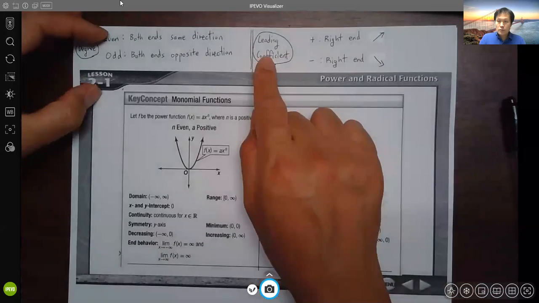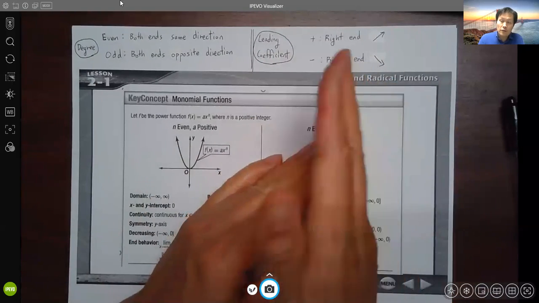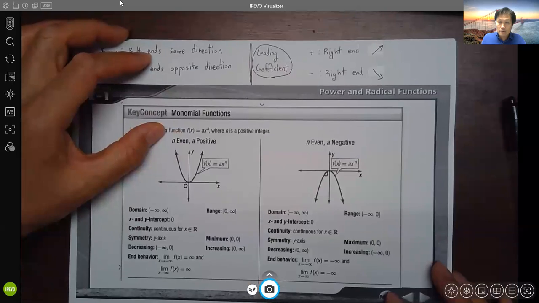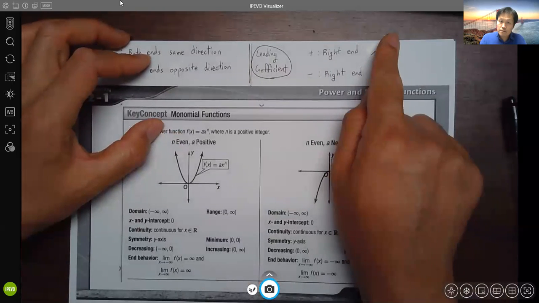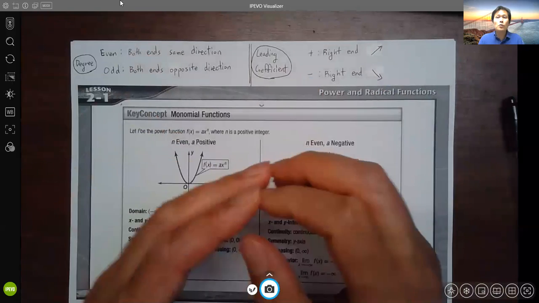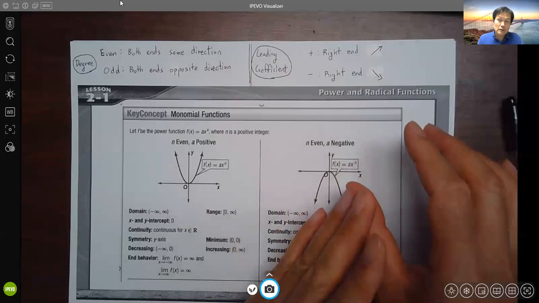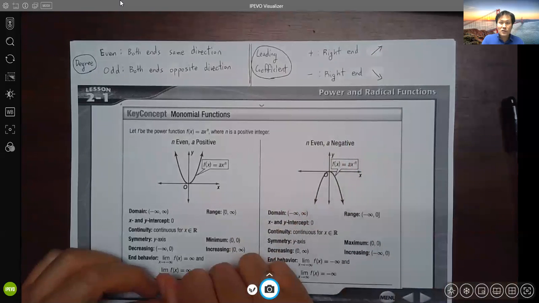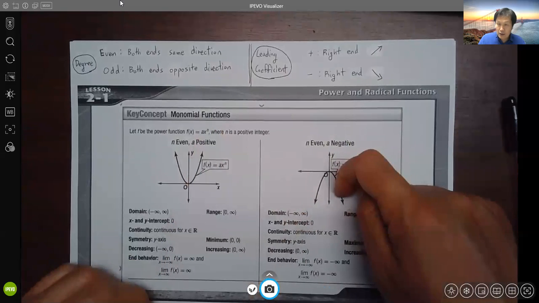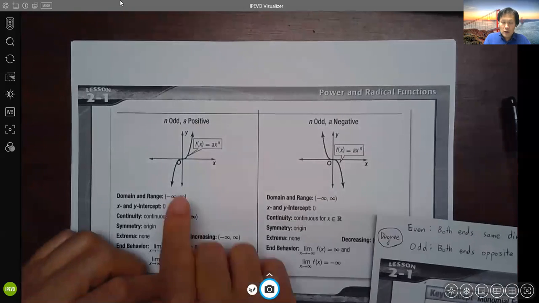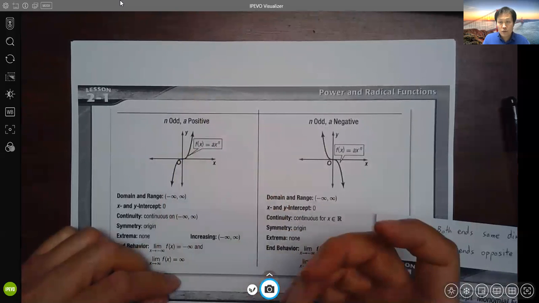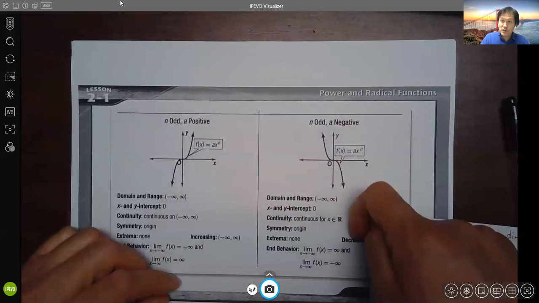Leading coefficient: the number in front of the highest power of x, we call that the coefficient. If the leading coefficient is positive, we say the right hand goes up. If the leading coefficient is negative, the right hand goes down. It can only tell you what happens to the right hand. So if the leading coefficient is positive, the right hand goes up; if negative, the right hand goes down.